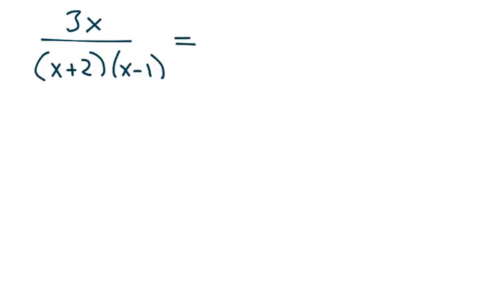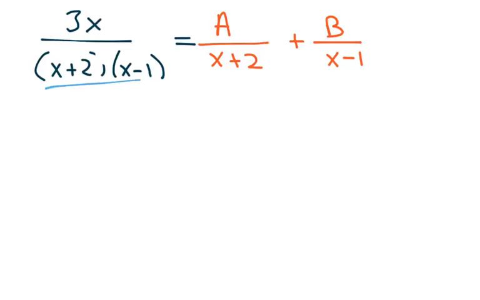Now, when they're saying non-repeated linear, all they're saying is there's no square here. This would be a repeated linear, and we'll be doing that in another video. So basically, all I'm going to do is I have to find out what my numerators were originally. So I'm going to put a over x plus 2 plus b over x minus 1. And we're just trying to find out what was the original numerator here. We already know what our LCD is, because our LCD is right here. So we're going to clear our fractions by multiplying by the LCD.